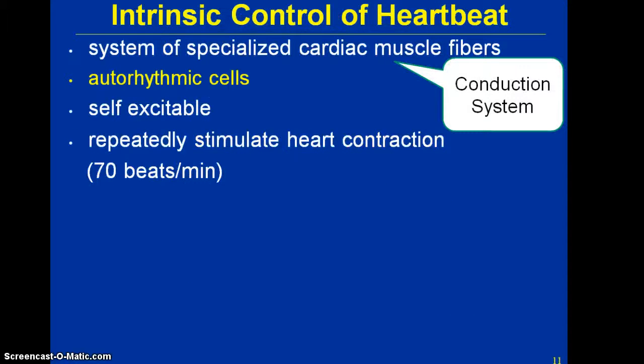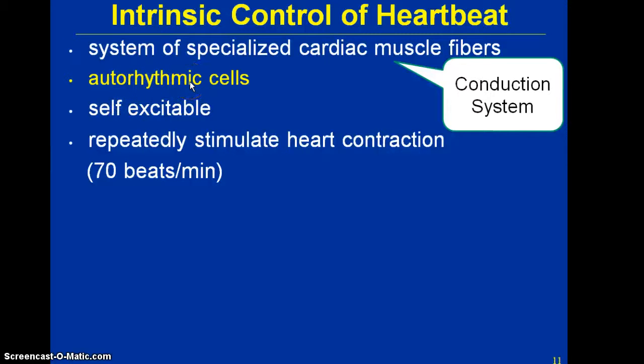The intrinsic control of the heart. Intrinsic means within the heart. If we were to take the heart muscle or the heart organ out of the body, it would actually be able to beat on its own for a certain amount of time before the cells die due to oxygen deprivation. That ability of the heart muscle to contract on its own is called autorhythmic.